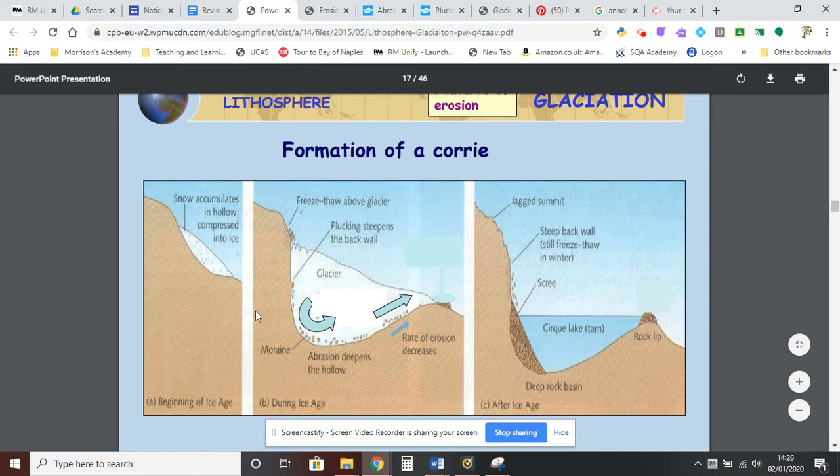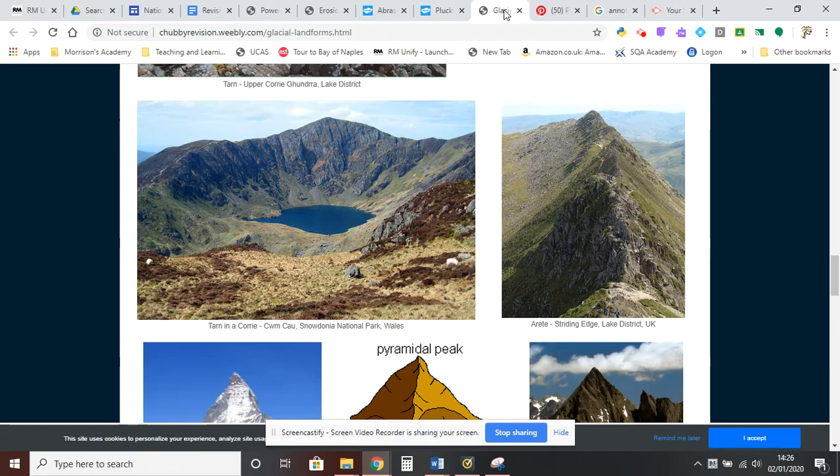So if we just think of our thoughts, we've got the hollow in the mountain, we've got the glacier forming, we've got the glacier moving, and as it moves, we've now got two processes of erosion, plucking and abrasion, deepening the hollow. Right, that brings us to the final step, which is that at the end of the Ice Age, the glacier melts because of warming temperatures. We now want to describe what's left behind.